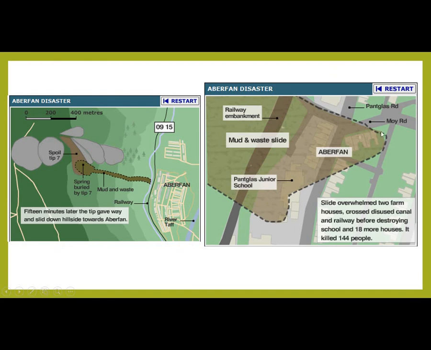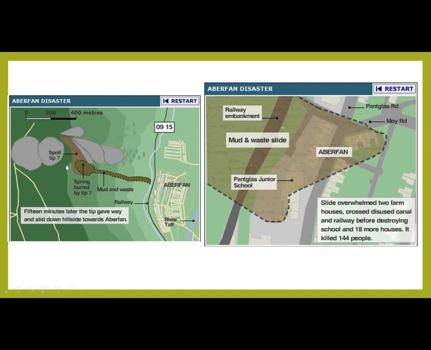And you can see the area that it covered here. So there's the road, which is that bit there, that black line there, railway, sorry. Okay, and it came all the way across here, covered this entire street here, and Pantglas Primary School. 2 farmhouses, disused canal and railway, and destroyed a school and 18 more houses. It killed 144 people. And they either would have been crushed by the debris of the building being destroyed around them, or they would have suffocated. This would not have been a nice way to go.